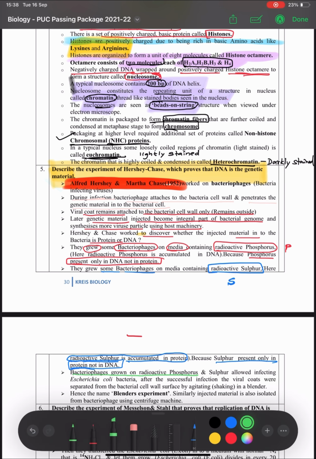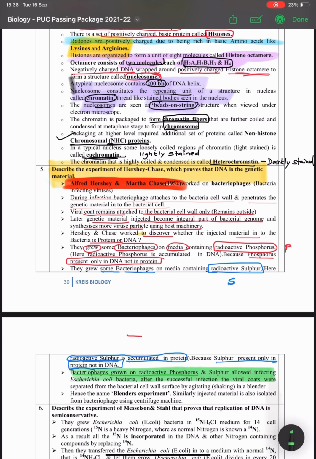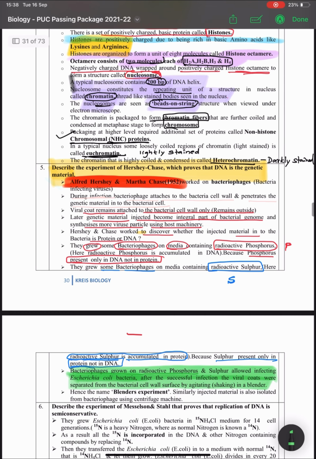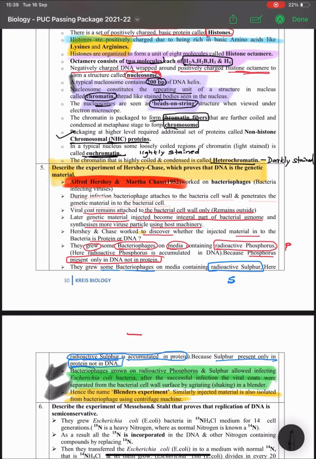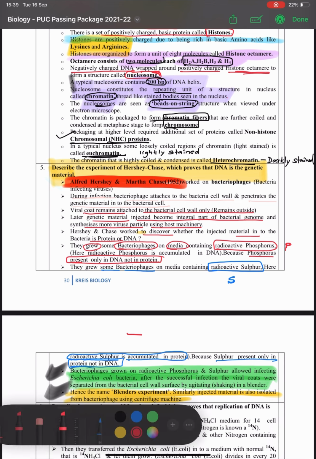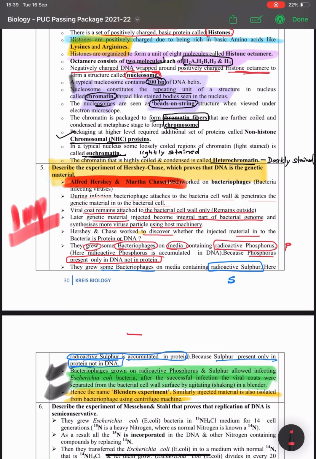After doing that, in order to observe whether the DNA contains phosphorus or sulfur, whether DNA is the genetic material or protein is the genetic material, they used agitation and blending methods to prove DNA is the genetic material, and it is very important for your examination.